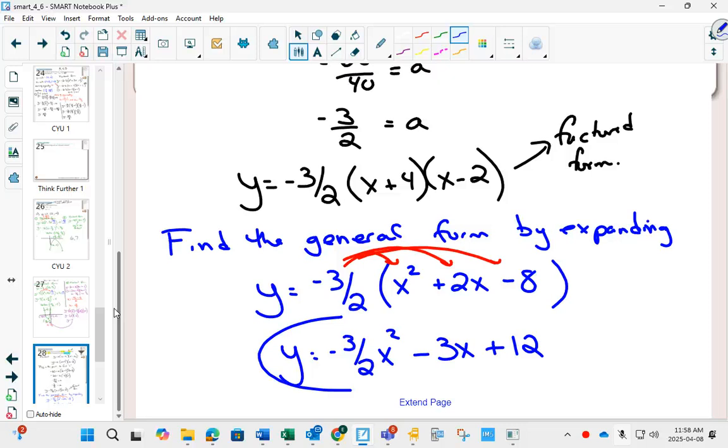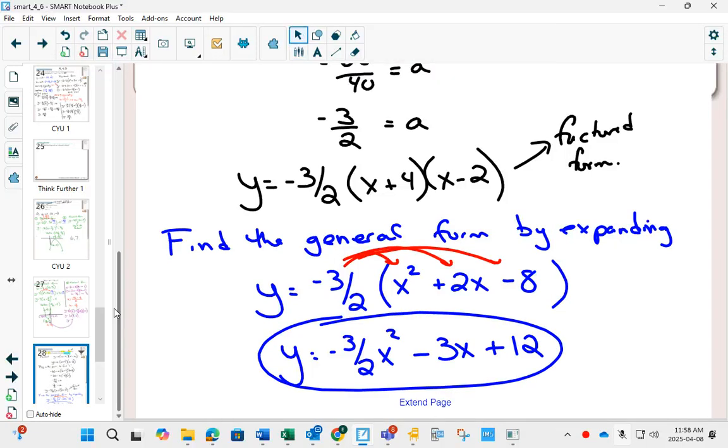It's not hard to get general form once you have either factored form or standard form. You just have to multiply it out, combine your like terms, and you'll have it simple. All right, questions for practice on this one? Just circle number 8.